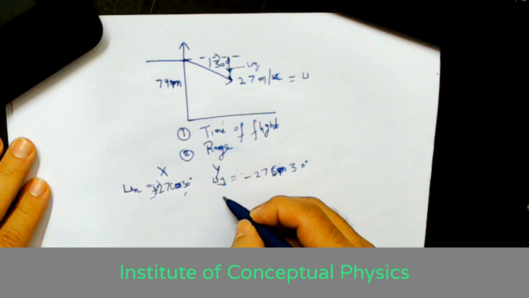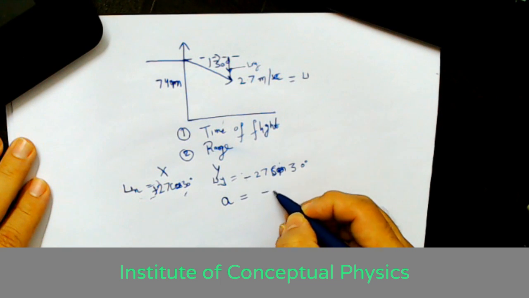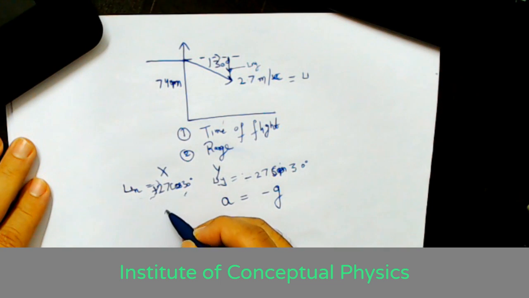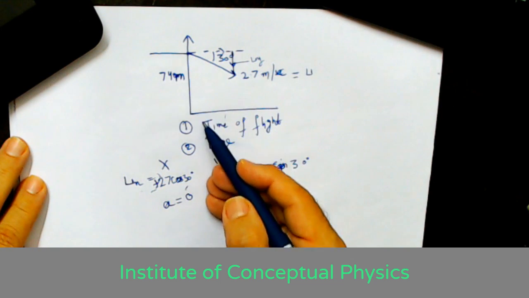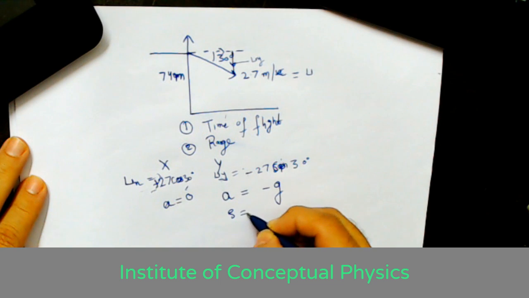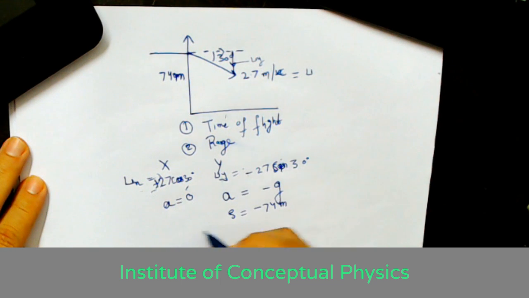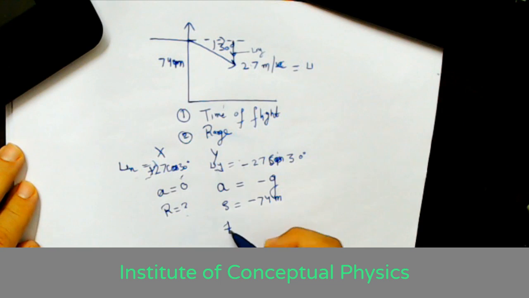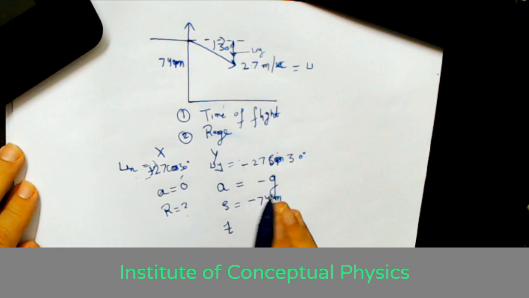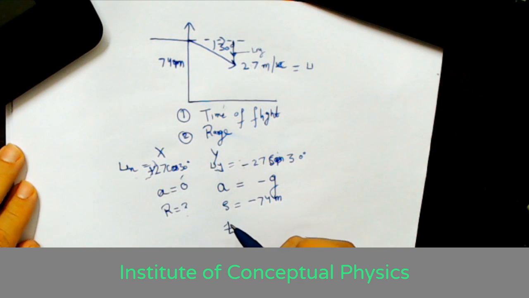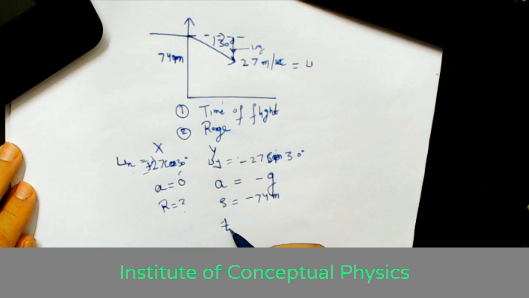There is an acceleration downwards, which is minus g. There is no acceleration here. The displacement is downwards, so you put a negative sign again, which is minus 74 meters. And you have to obviously find the time. I'm writing time on the right-hand side because every projectile motion is a free fall, so the time of flight is dictated by the y-axis. This is what decides time of flight.